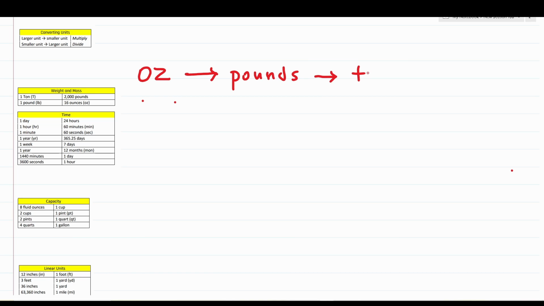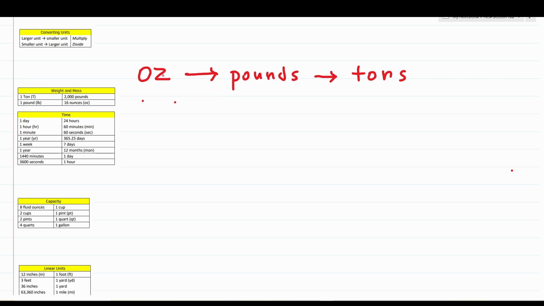The first thing I want to say is this. The best thing you can do is arrange your units from least to greatest. So for weight and mass, we have tons, pounds, and ounces. Of course, ounces are the smallest of those units. After that, we have pounds. And after that, we have tons.